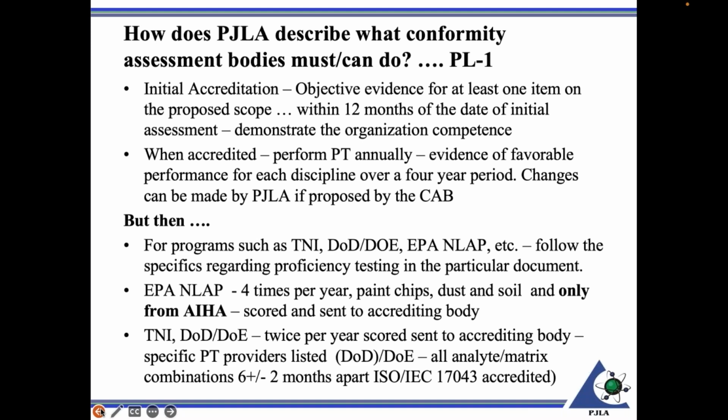And then when you're accredited, we expect that you'll perform PT annually, and that you will give evidence of favorable performance of each discipline over a 4-year period. So that didn't say each item on your scope. It says discipline over a 4-year period, and that changes can be made by PJLA if proposed by the CAB, the conformity assessment body. If you added something, you wanted to do more, you wanted to do something more frequently.